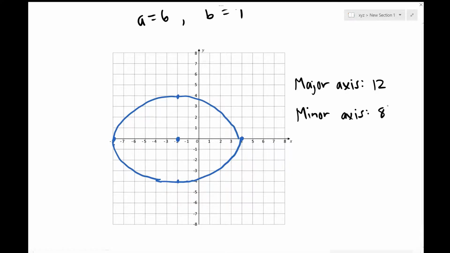The vertices, again, are the endpoints of the major axis. So on this graph here, we'd be looking at this point and this point that we had plotted earlier. And looking at our graph, it should be easy to identify those. Those are simply the points (4, 0) and (-8, 0).